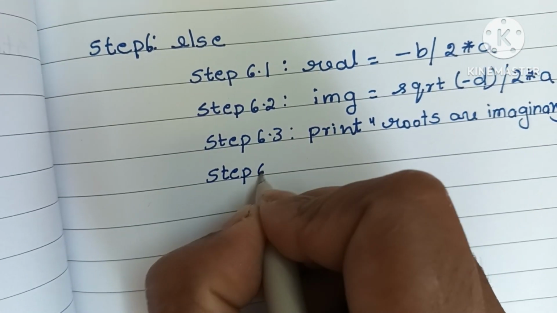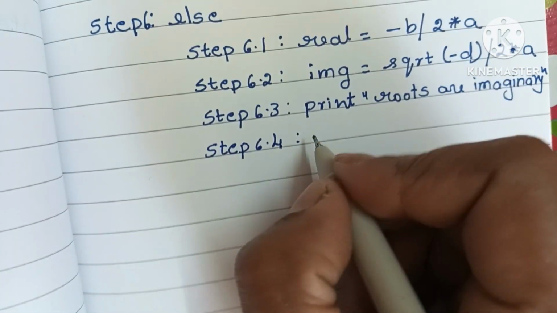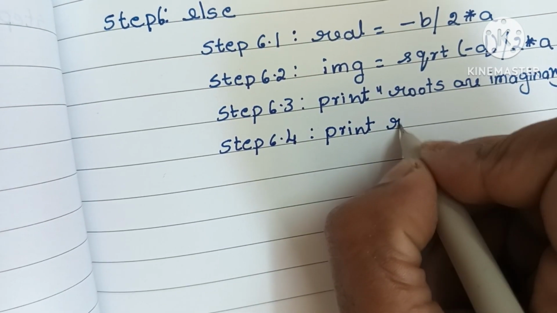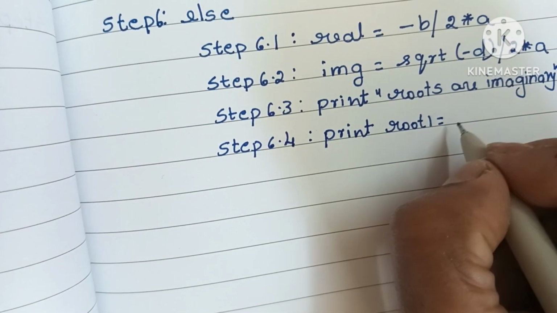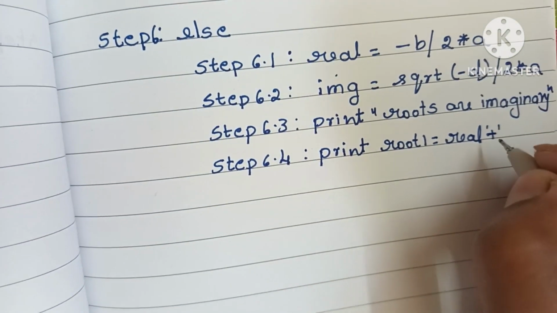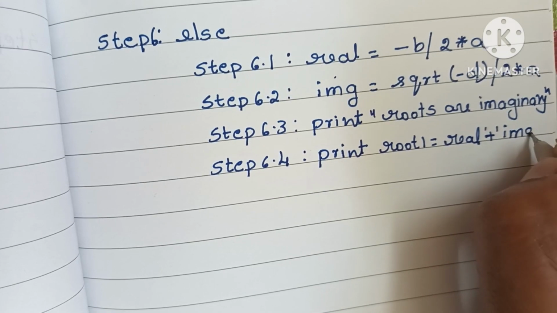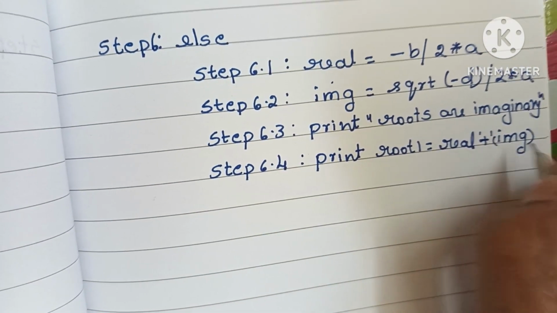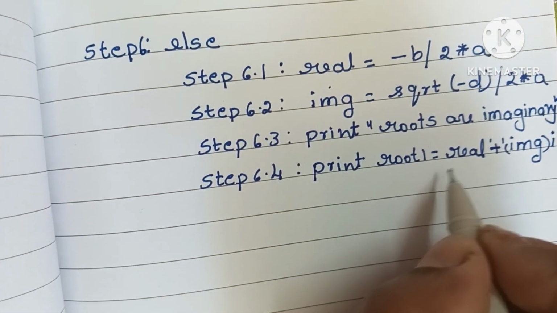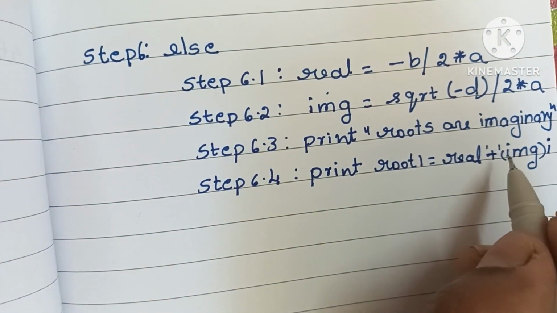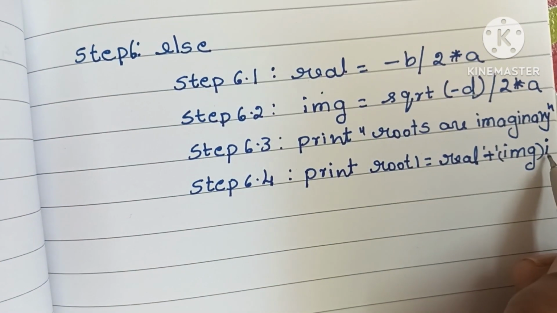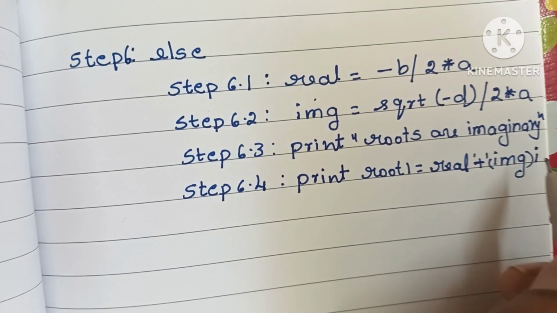In step number 6.4, we have to print root 1 value, that is real value plus imaginary value. For that we have to add I value. Got it? Root 1 value is equal to real value plus imaginary value, that is here we have to calculate it here, and for that we have to add I value, I.